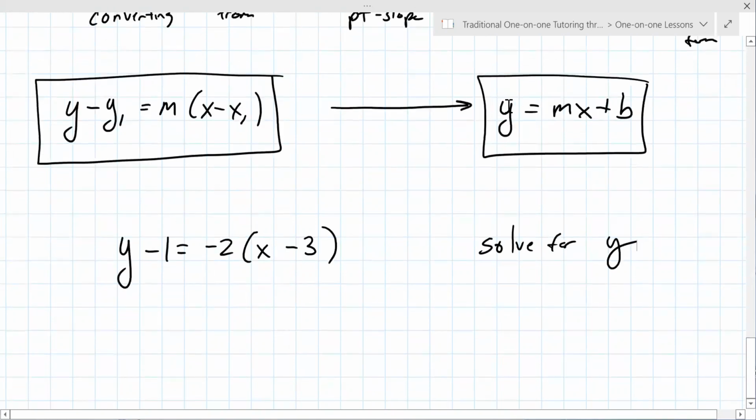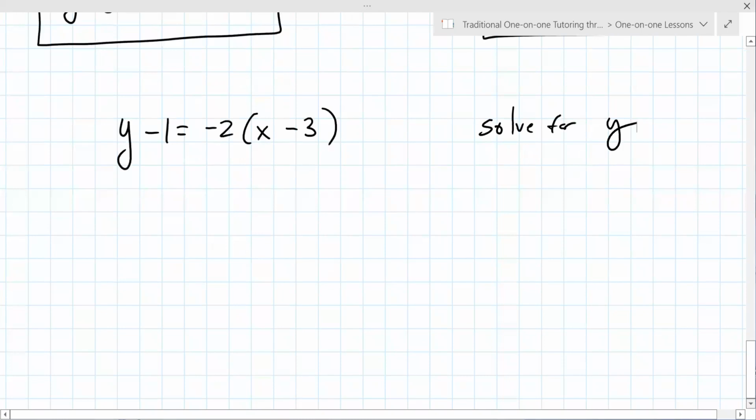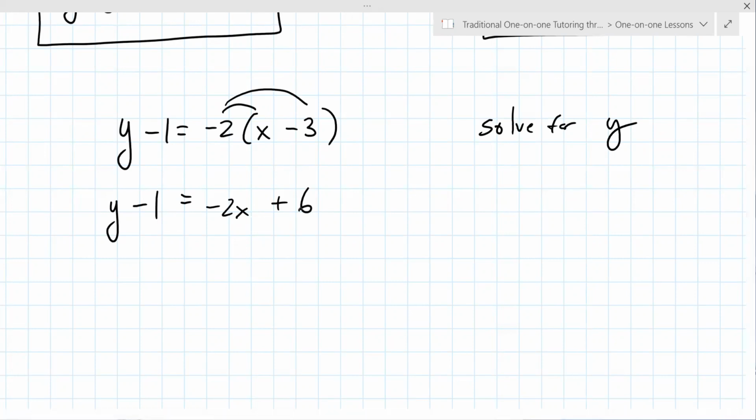Notice y is by itself in this slope intercept form. Point slope form is not. So we're just going to solve for y. So to do that, you first distribute the -2 into the parentheses. So that's -2x plus 6. Okay. Any questions on that?